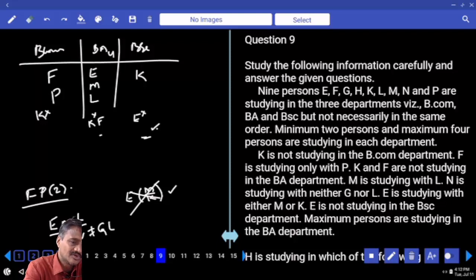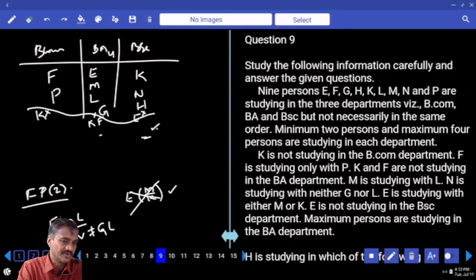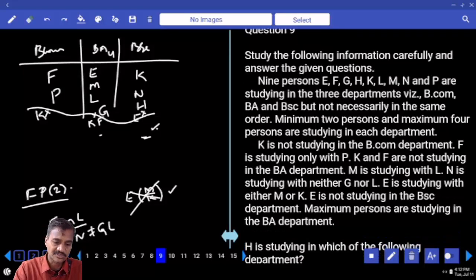Now the maximum number of persons are in BA, which is 4. Hence in BSc we need to have 3 persons. Then who are the remaining 2 persons? N and H. Now N is not working with G and L, hence G cannot be here, so G must be in the other department. If G is here, the person left out is H. So the groups are FP, EM, LG, K and H. Now the other 9 persons are in this department.